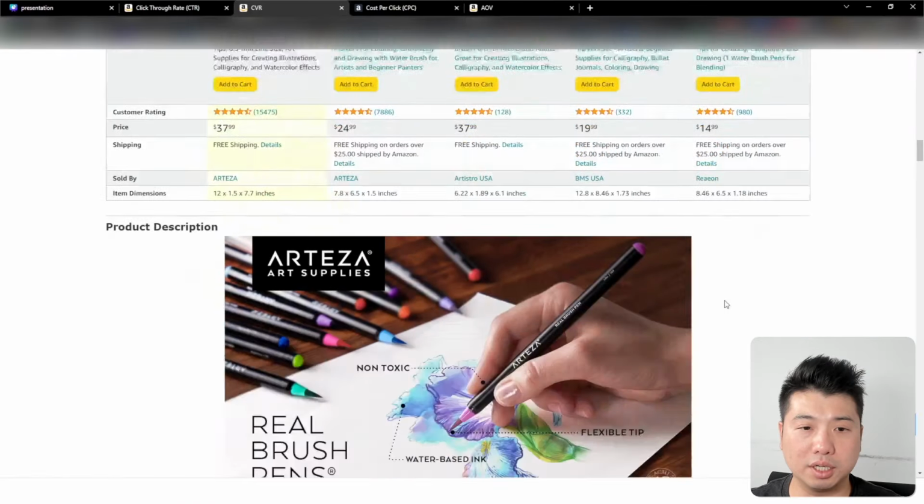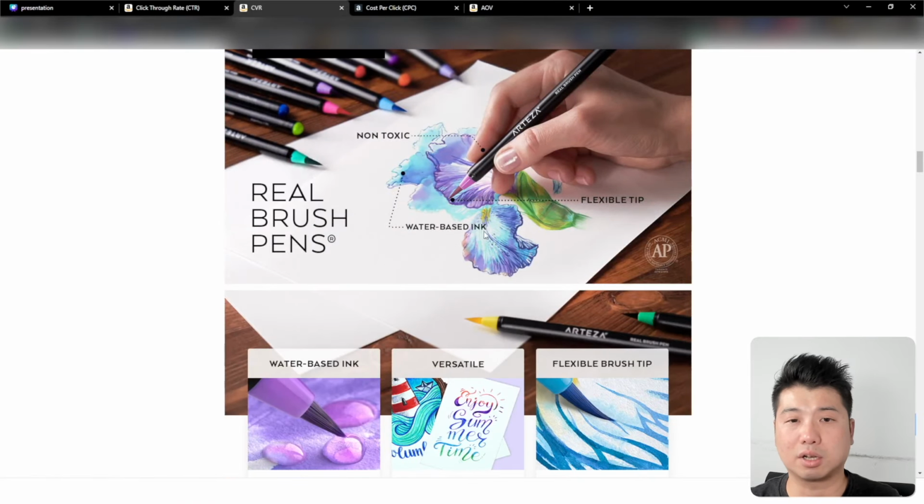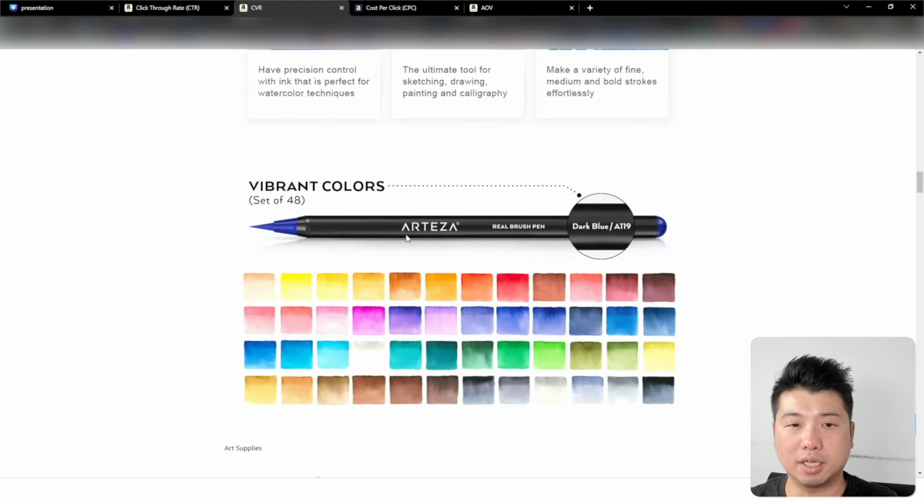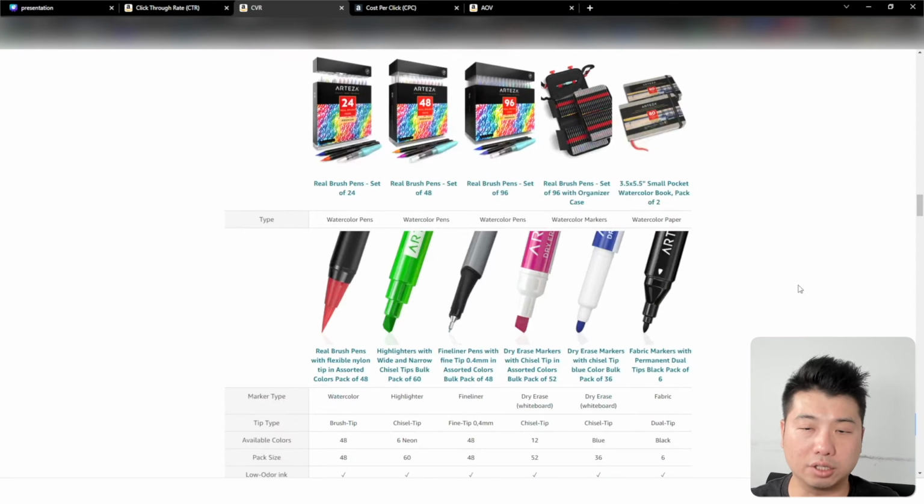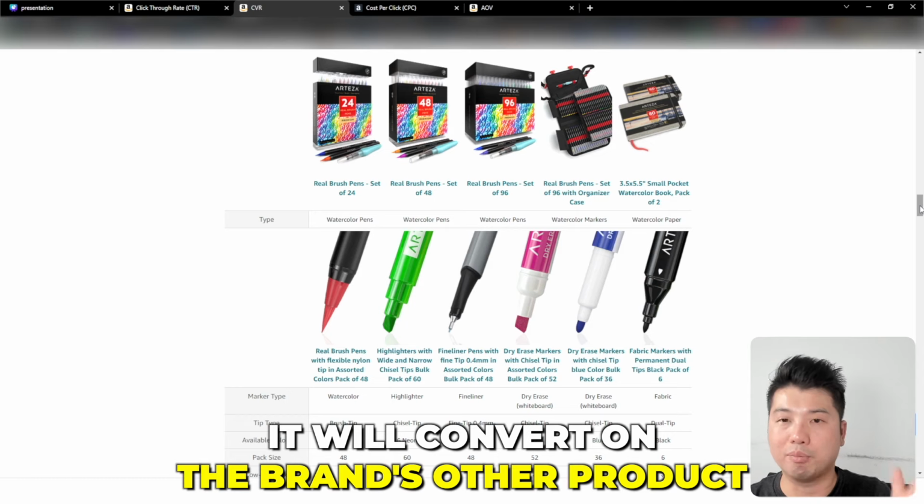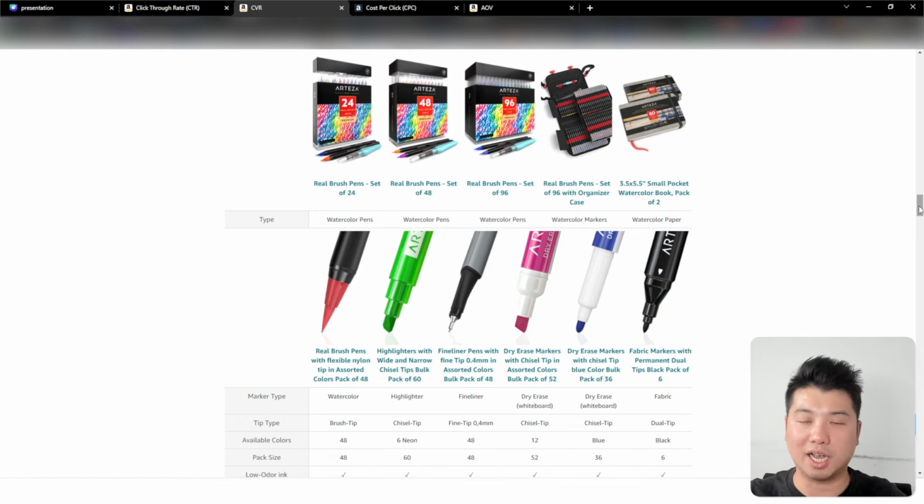And then you can see the A+ content: non-toxic, water-based ink, flexible tip. It hits on the benefits. And then it talks about the different colors that it has, and also compares the items within the same brand as well. So even though this particular listing might not convert, it will at the very least convert on the brand's other products, because it has such a large catalog, and basically it could bunch together all the products within the brand into the A+ listing, right?